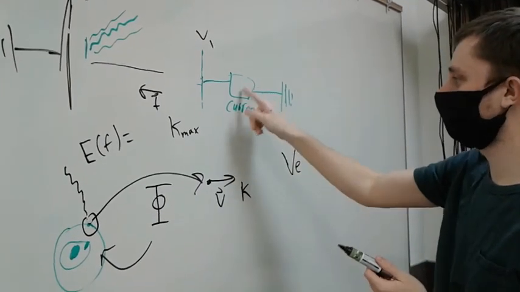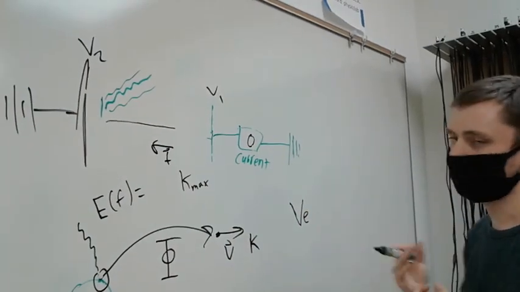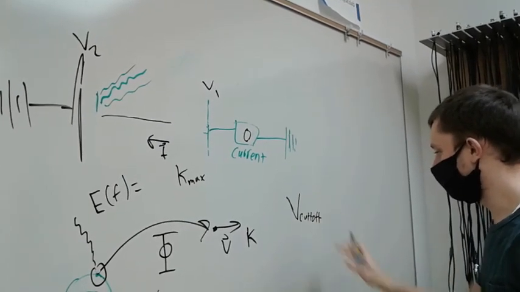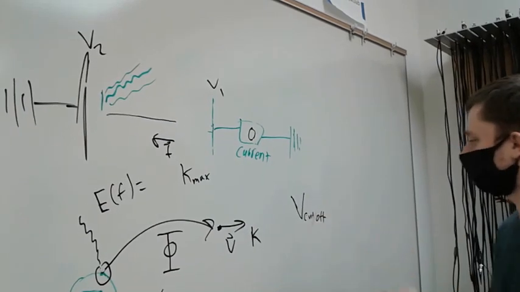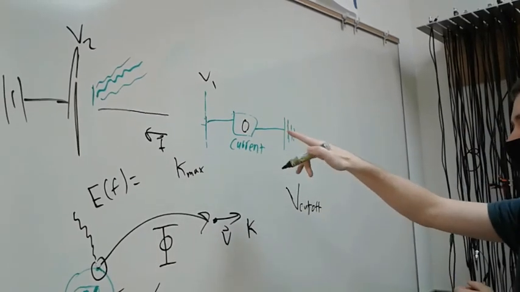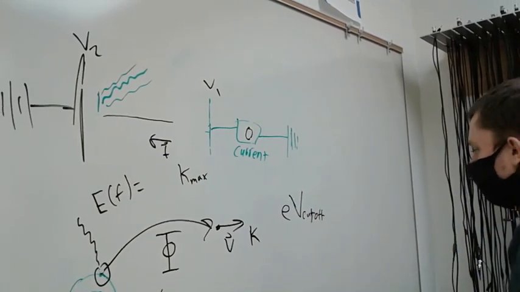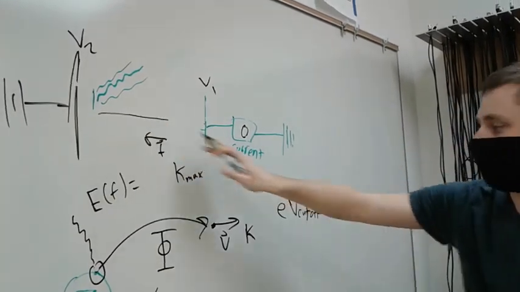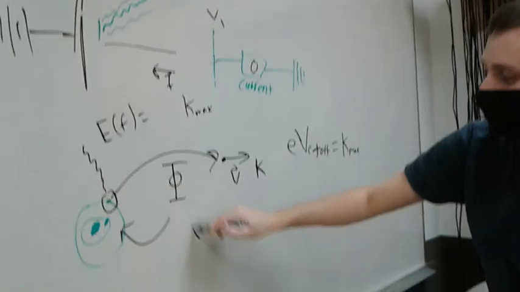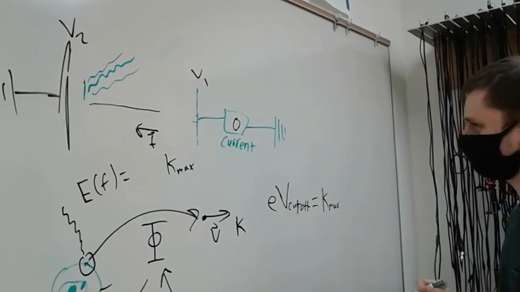We know that right when this current goes to 0, the voltage difference required to get it there is called the cutoff voltage. I can label that there, cutoff. This cutoff voltage times the charge of the electron, which is e, you can look that up, is going to equal this kinetic energy. That kinetic energy is the key to finding that, and it's related to the cutoff voltage like this.